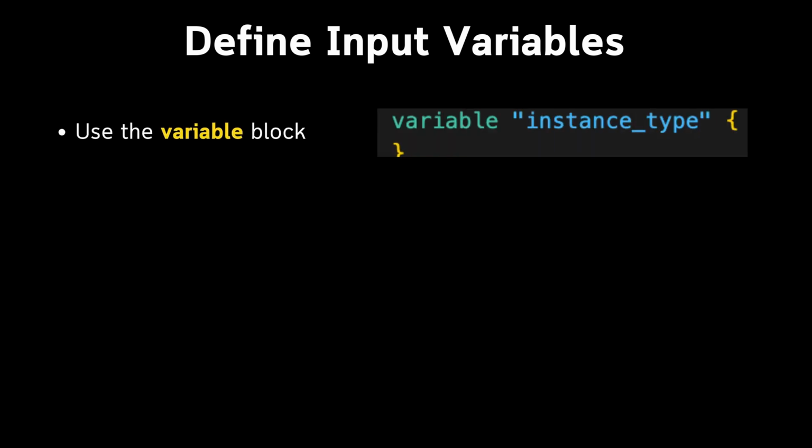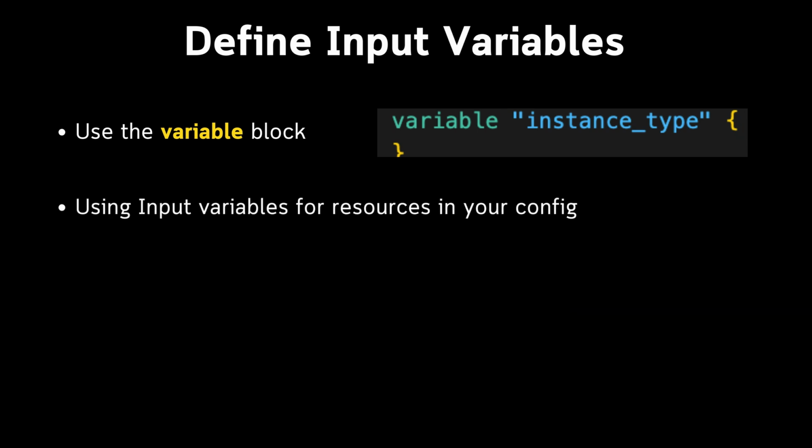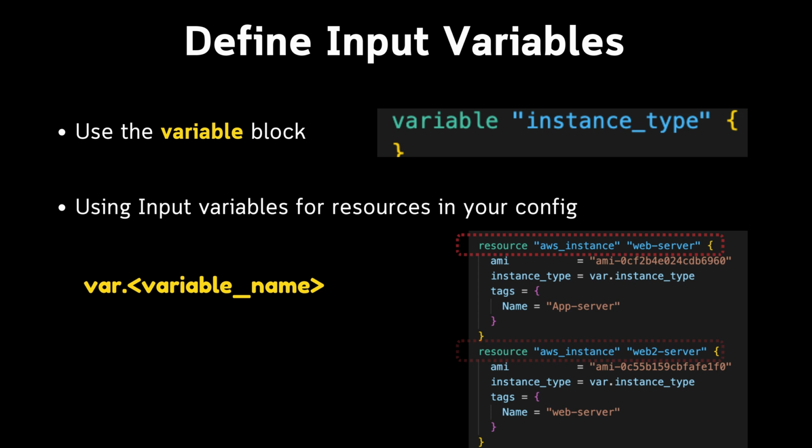To define an input variable in Terraform, we use the variable block followed by the variable name. The name for the variable must be unique among all variables in the same module. In this example, we are defining a variable named instance type, and to reference this variable within our configuration, we use this syntax: var dot followed by the variable name. In this example, EC2 instances in our configuration are referencing the instance type variable to define its value. We would declare the value whenever we run the Terraform code.